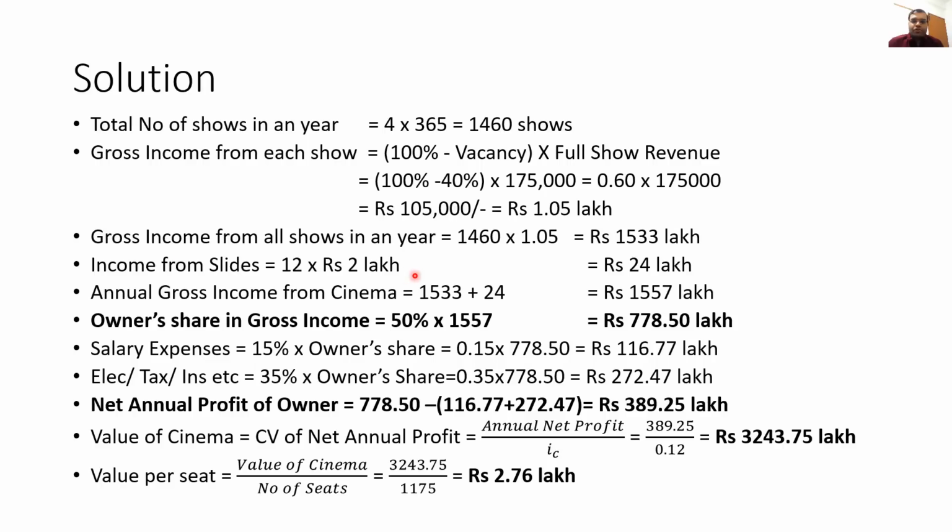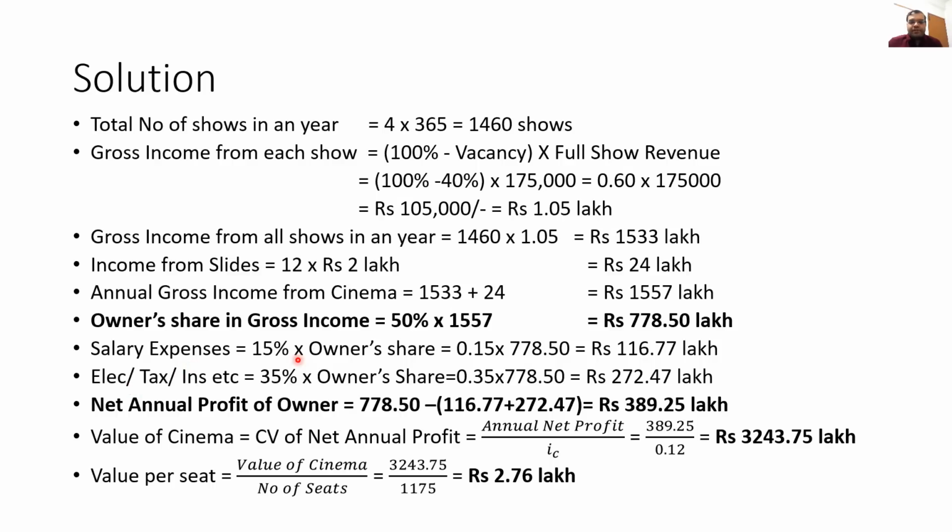Gross income from all shows in a year: 1460 shows multiplied by 1.05 gives us 15 crore 33 lakh rupees of gross revenue. Income from slides is 24 lakh rupees. Annual gross income from the cinema is equal to income from shows plus income from slides, which is 15.57 crore. Then owner share is 50% of this income, that is 7.78 crore.